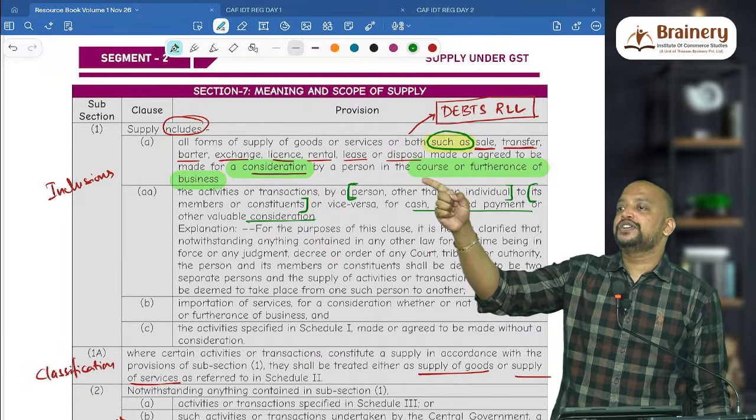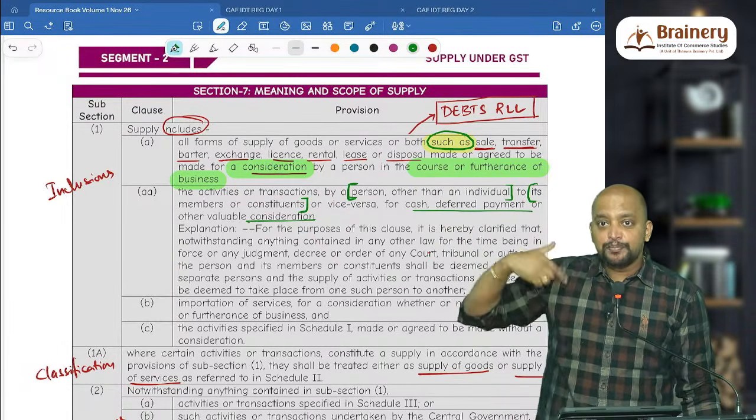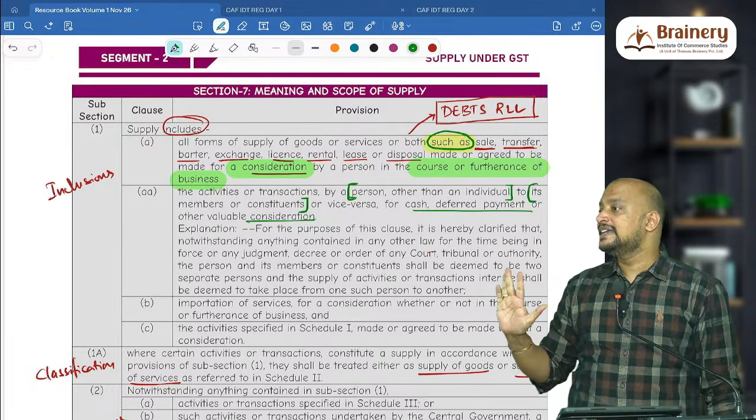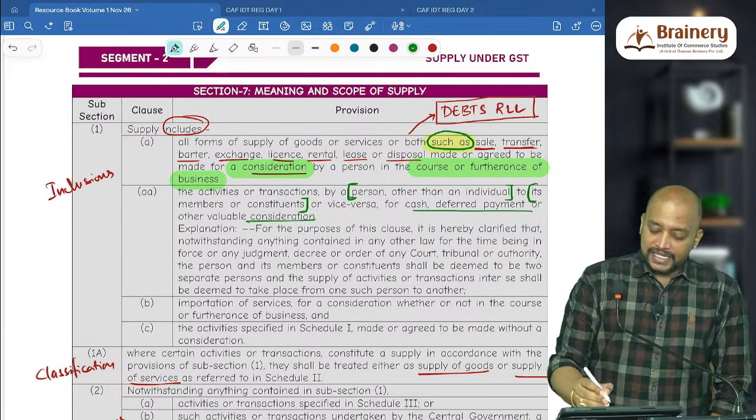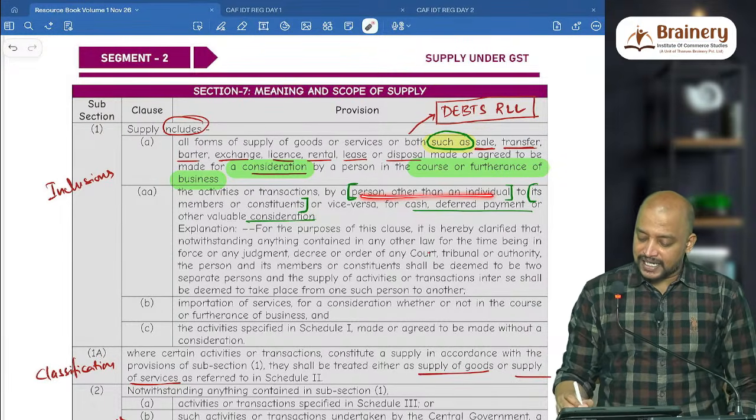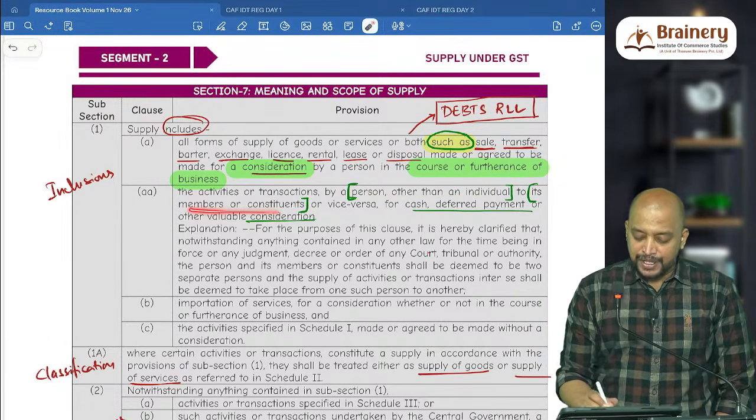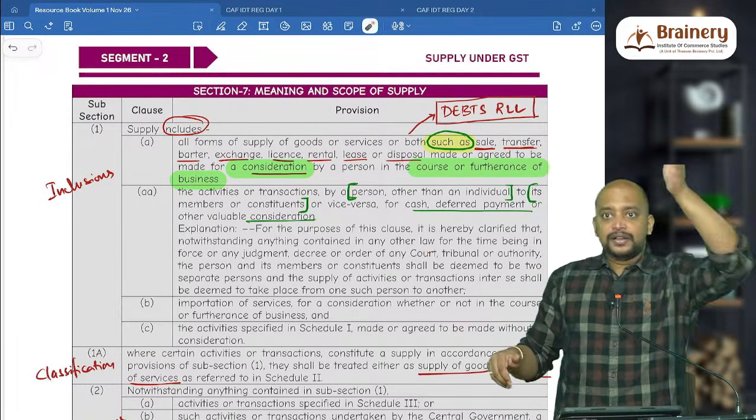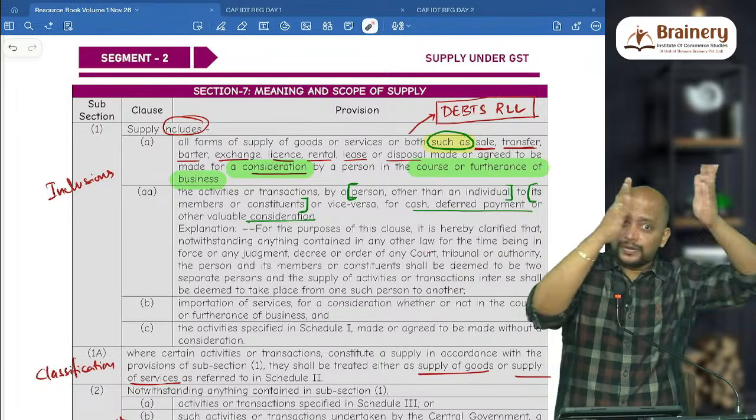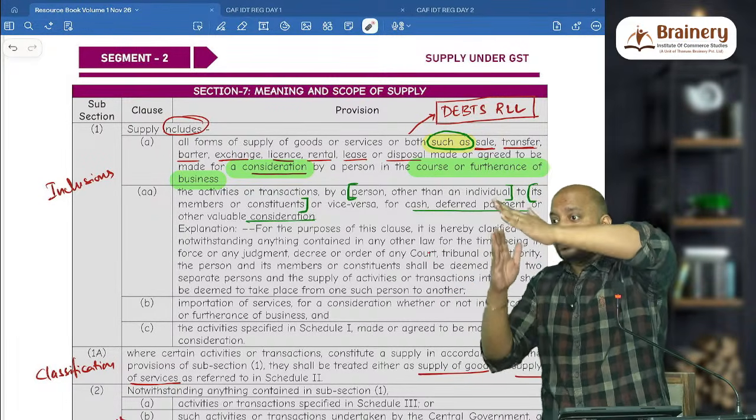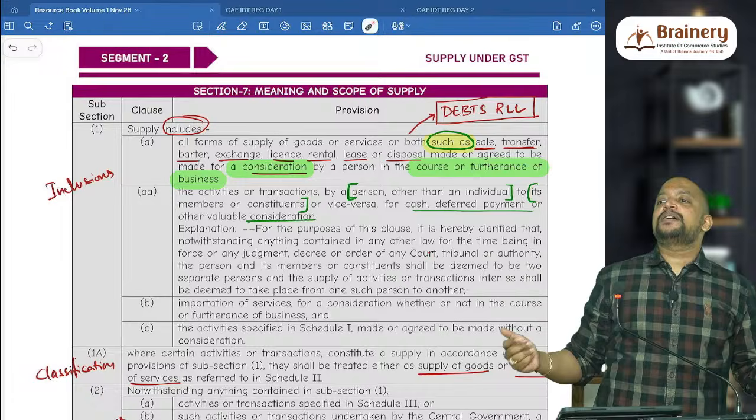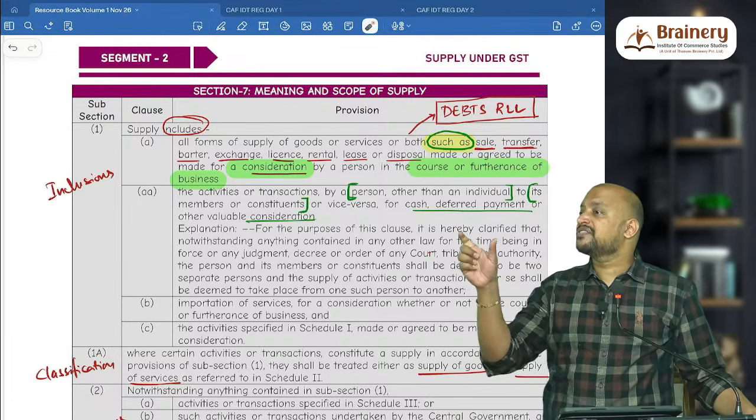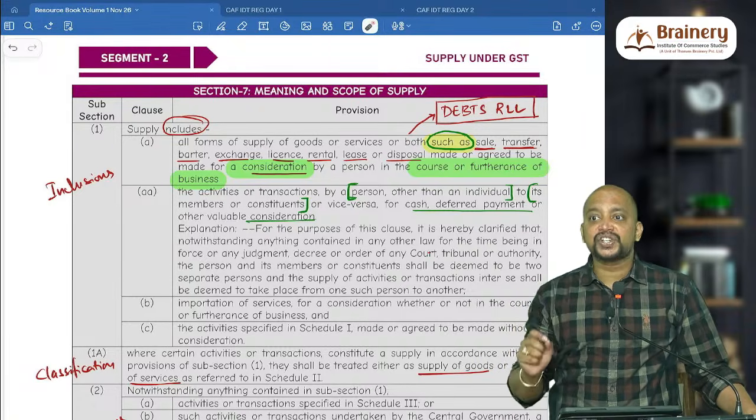Person other than individual, partnership firm, and the member between us. If there is any activity for a consideration, it will become supply. Is it clear, pa? The activities or transactions by person other than individual to its members or constituents, or vice versa, both. Either firm to partners or partners to firm, company to shareholders or shareholders to company. Sir, between company and shareholders, what activity will be there, sir? Have you heard of share transfer fees? Have you heard of this word, share transfer fees?